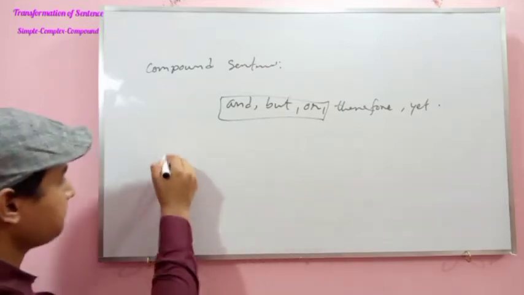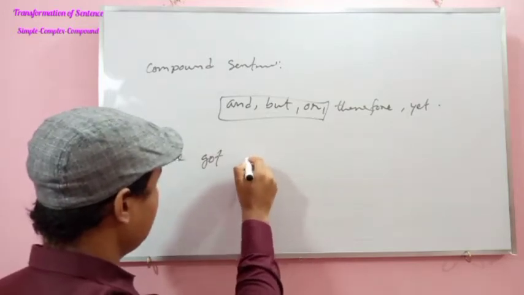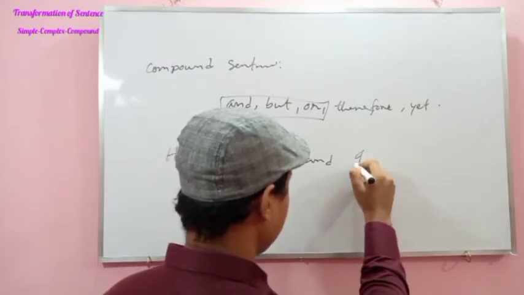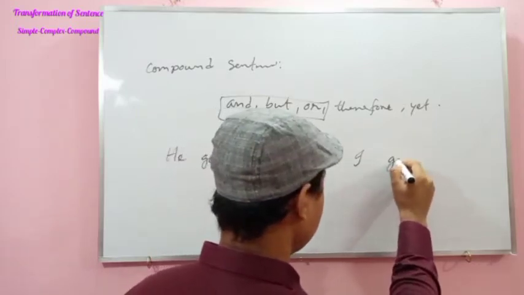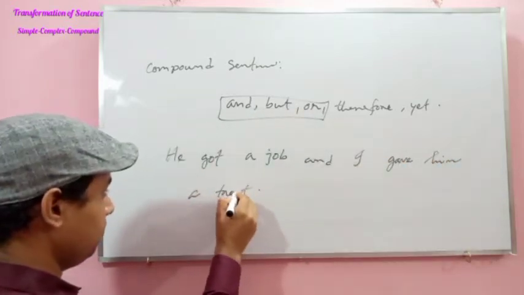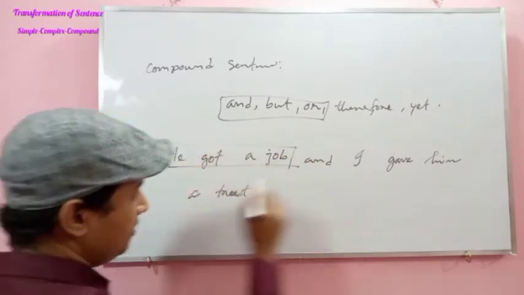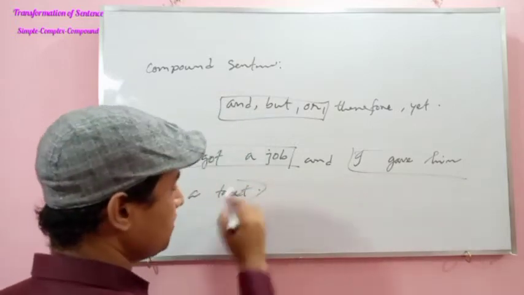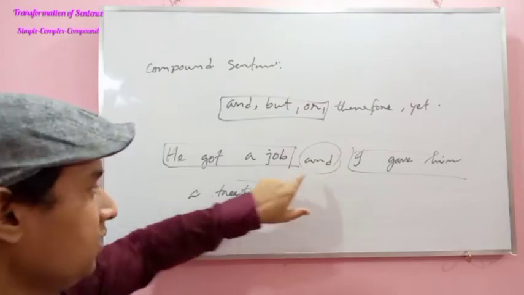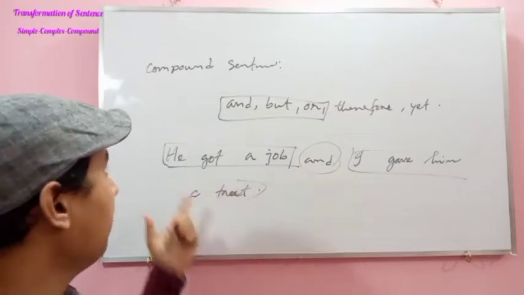I will give another example. He got a job and I gave him a treat. This is a clause and this is another clause. These two clauses are joined with this coordinating conjunction and. This clause and this clause are joined with and. This is an example of a compound sentence.